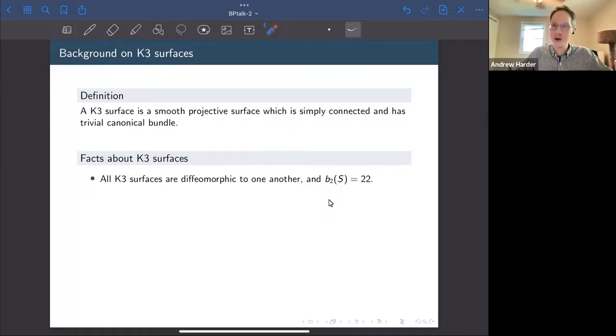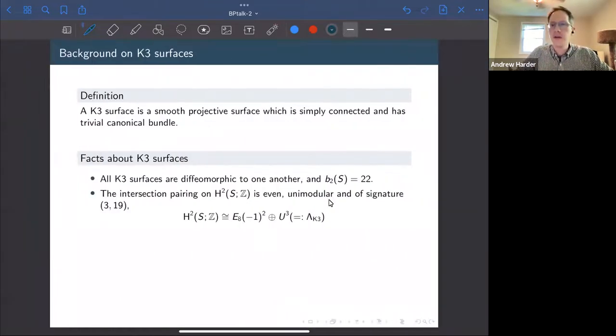And so what do we know about K3 surfaces? Well, first of all, they're all diffeomorphic to one another. The basic example of a K3 surface is a quartic hypersurface in P3. So all K3 surfaces are diffeomorphic to a smooth quartic in P3, and so we know what their Betti numbers and Hodge numbers are. In fact, the second Betti number is 22. And of course, this means that the Hodge diamond looks like 1, 0, 0, 1, 20, 1, 0, 0, 1. That's what the Hodge diamond of a K3 surface looks like.